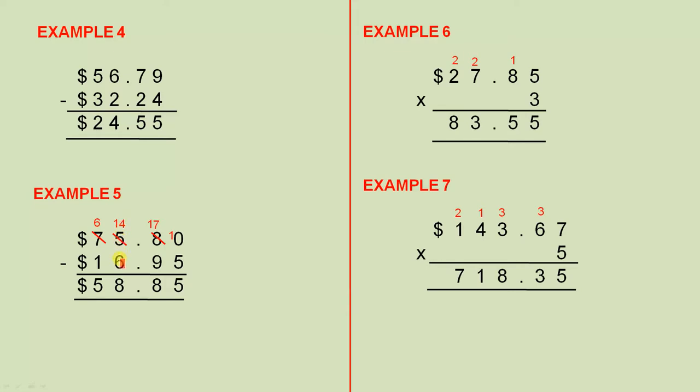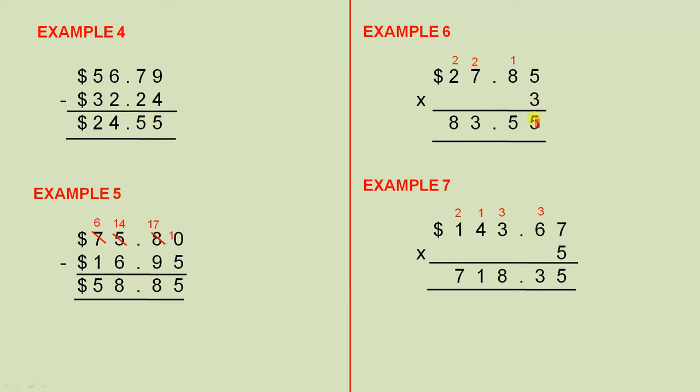And 4 take away 6 we can't do, so we make that a 1 to give us 14 there. And we've traded here, so we cross that off and make it a 6. So when you do the subtractions for each column, you'll see that the answer is $58.85. Here we have multiplication, very straightforward.